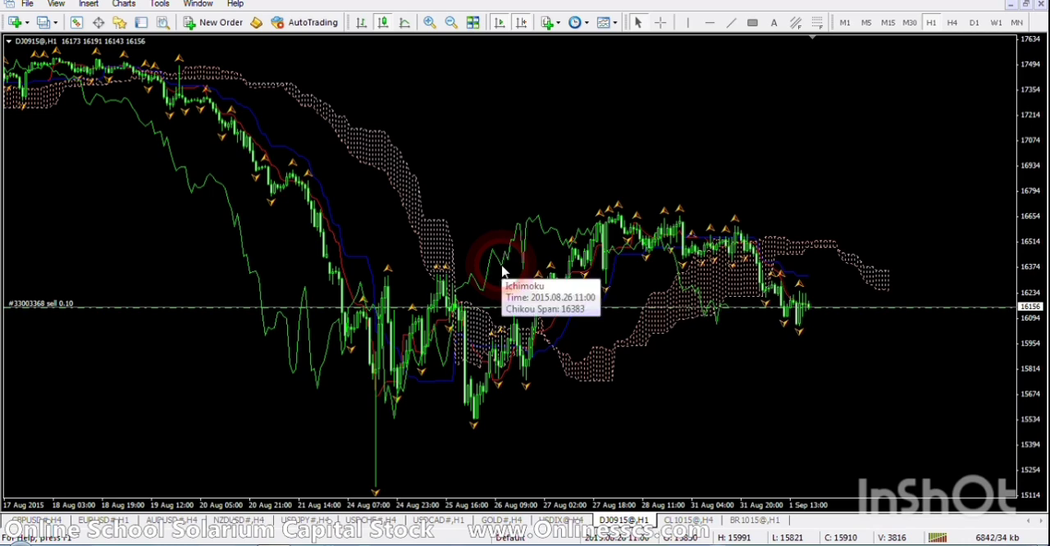This Chikou span moves with a delay, but it's a final confirmation. Don't underestimate it. The final confirmation for you is this Chikou span.